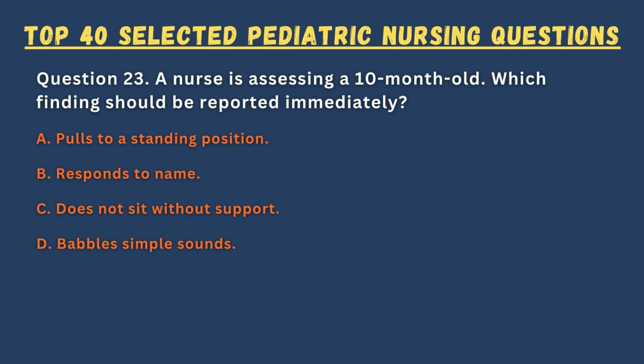Question 23. A nurse is assessing a 10-month-old. Which findings should be reported immediately? A. Pulls to a standing position. B. Responds to name. C. Does not sit without support. D. Babbles simple sounds.